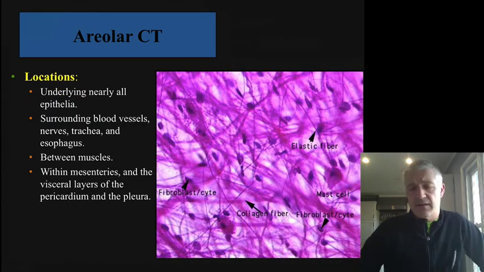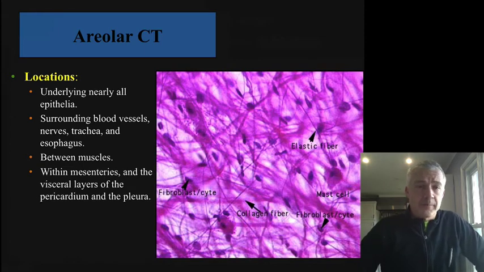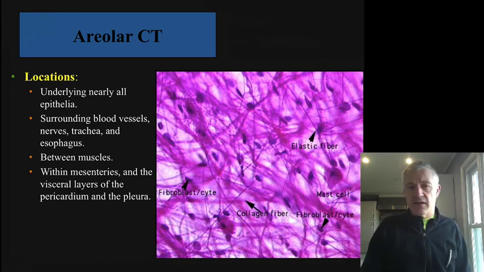We find this, honestly, almost everywhere. It underlies all epithelium. It surrounds all blood vessels, all nerves. It's between each muscle cell. It's under a lot of our membranes that are surrounding different organs. So again, it's found all over the place in the body.